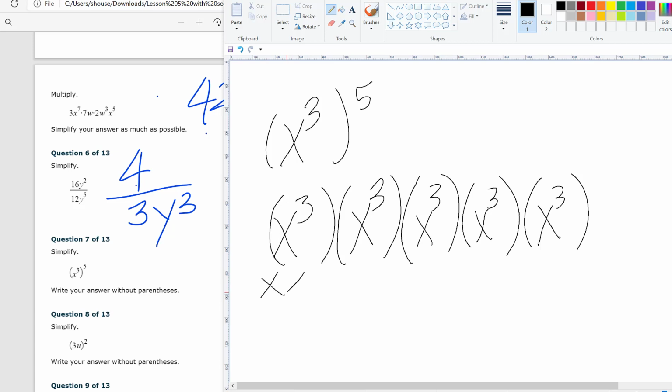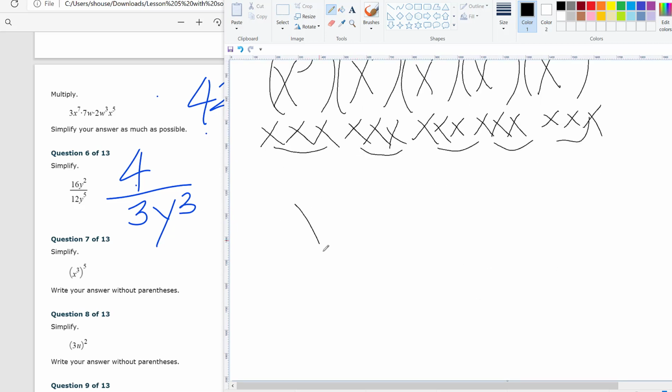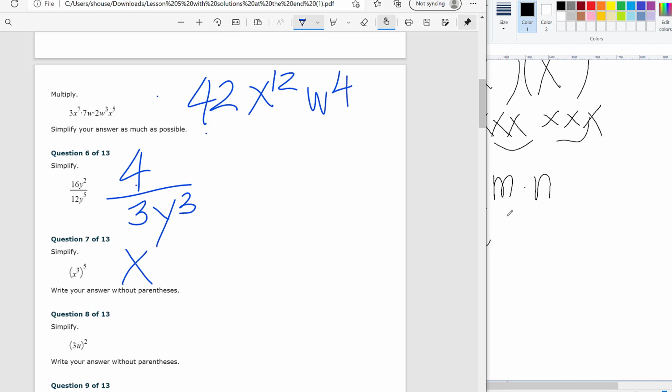Each of these is 3 x's being multiplied. And the definition of an exponent is how many times do you take the same number and multiply it times itself? 3, 6, 9, 12, 15 times. And look how we get the 15. We multiply those two numbers. So when you have a power, x to the m raised to another power, you multiply. So this one is x to the 15th.